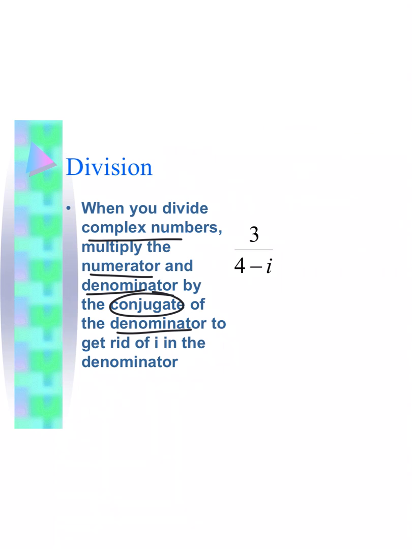For our first example here, notice that your denominator is 4 minus i. So we're going to go ahead and multiply both the numerator and denominator by the conjugate of that, which is going to end up being 4 plus i. We can use our trick for the bottom.